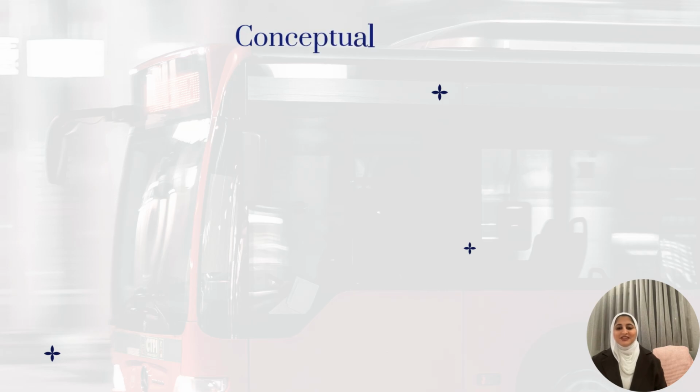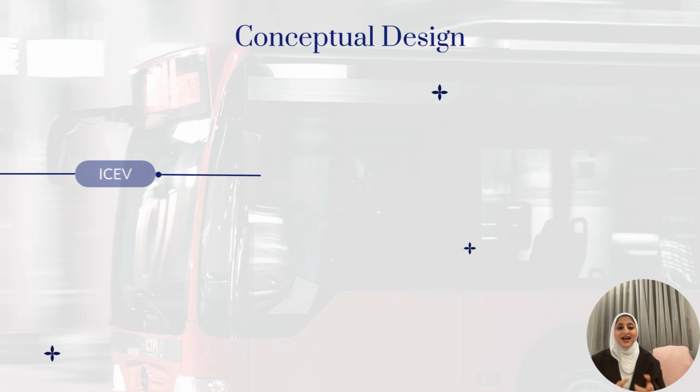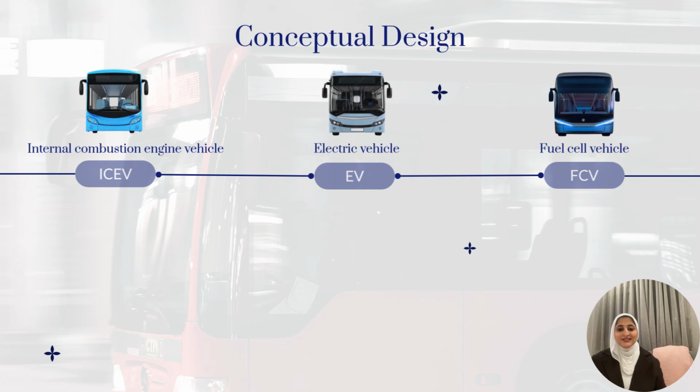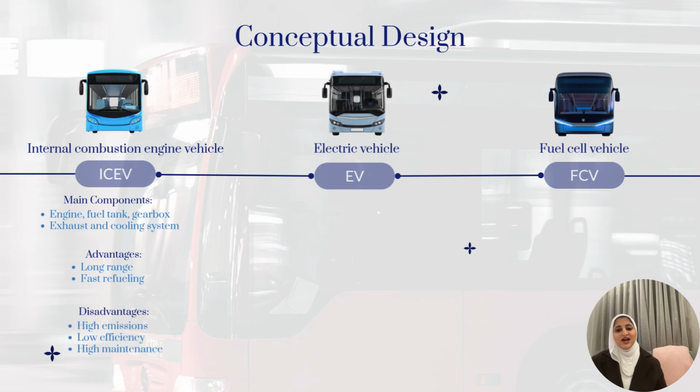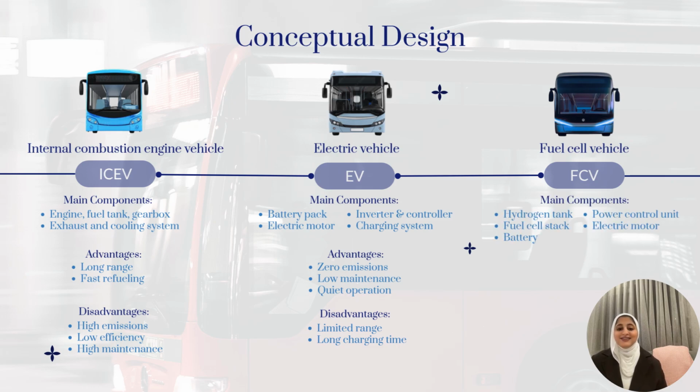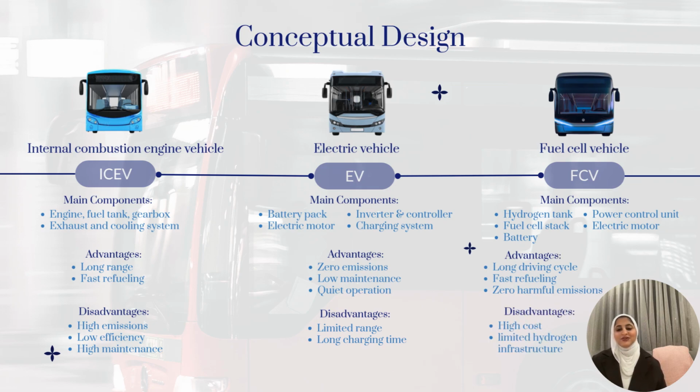Hello, I'm Rahaf Al-Kreibani. I'm going to talk about the consumption design. We have shown the consumption design of three types of vehicle: ICV, EV, and FCV. The IC vehicle uses fuel and has a long range, but it produces high emissions. The electric vehicle uses a battery and a motor, so it's clean and quiet, but it needs charging time. The fuel cell vehicle uses hydrogen to produce electricity. It has low emissions and fast refilling, but it's more expensive.